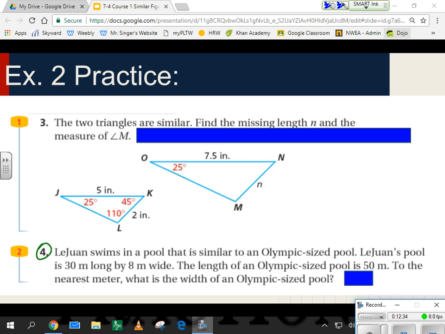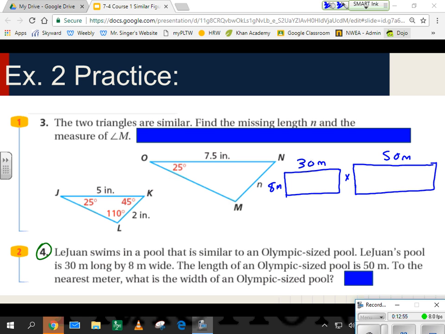So if I do that to help you, we can see that the length of his pool is 30 meters and the width is 8 meters. The Olympic-sized pool is even longer at 50 meters. We have no idea what the width is, so I'm going to say X. And that's what you're going to solve for. Come back when you are done.